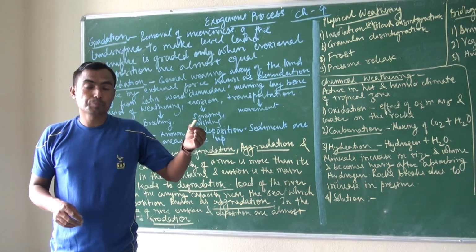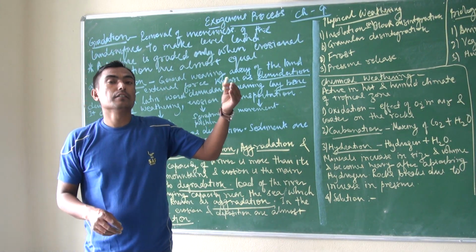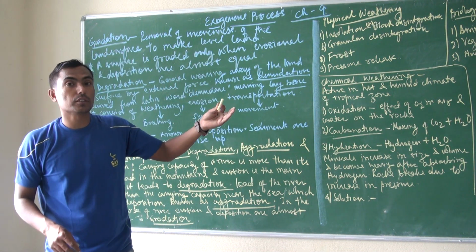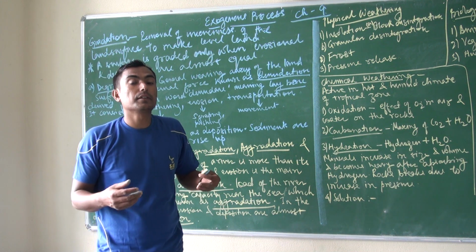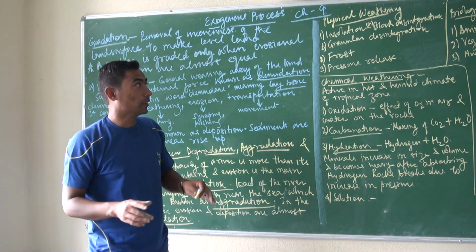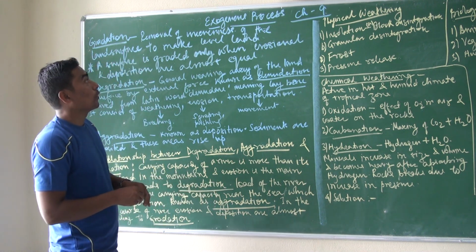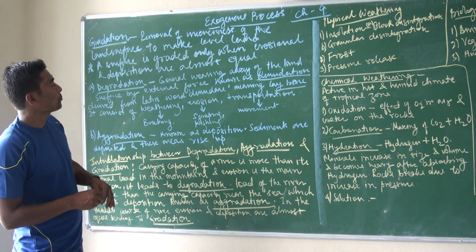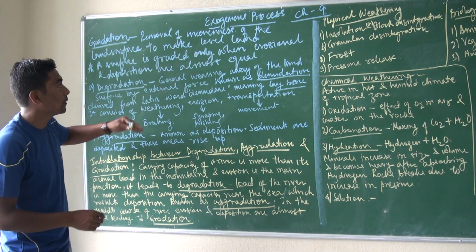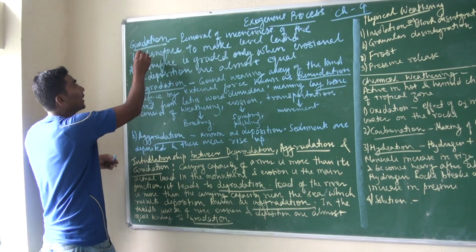Now the endogenetic gives formation of different types of relief features, but this exogenous process results in the formation of different types of landscapes, especially on the surface of the earth. Now, if you look here, exogenous process has been further explained. The first one is gradation.